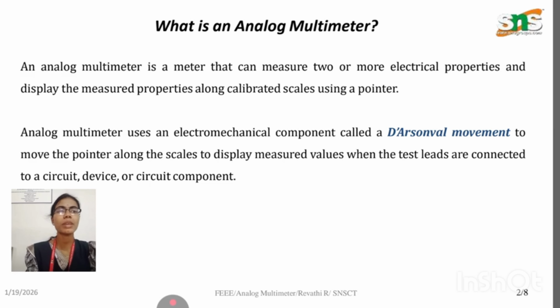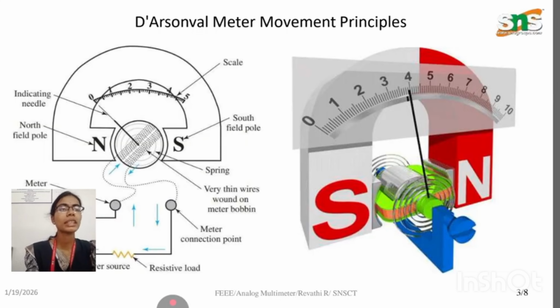It displays measured values when the test leads are connected to circuits, devices or circuit components. It is an electromechanical component, a D'Arsonval movement, to move the pointer. A digital multimeter can be used to measure all kinds of measurements, whereas in an analog multimeter it is known as the D'Arsonval meter movement principle.